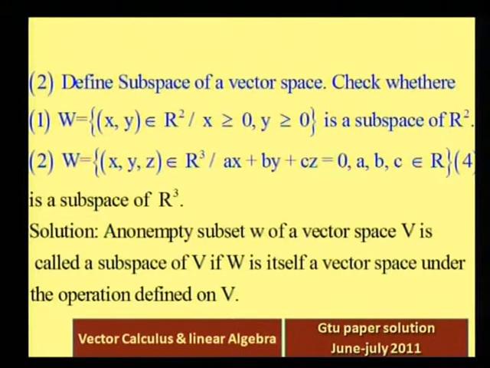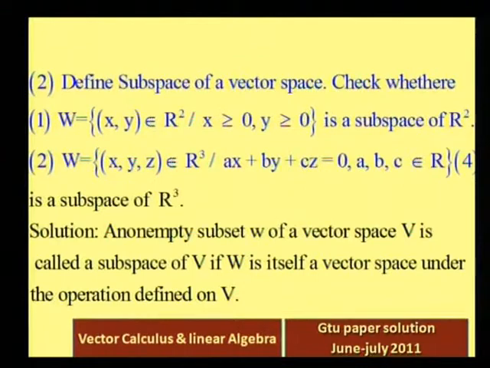So let's start the solution with the definition of subspace. A non-empty subset W of a vector space V is called a subspace of V if W is itself a vector space under the same addition and scalar multiplication defined on V. So if this property is satisfied, then we can say that the given set is a subspace of the vector space V, otherwise not.